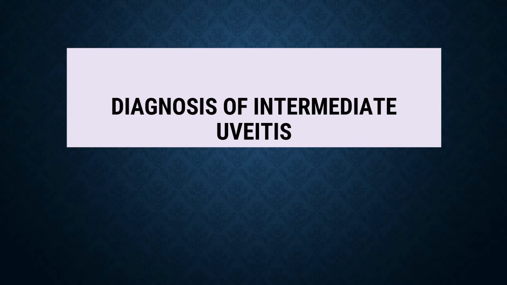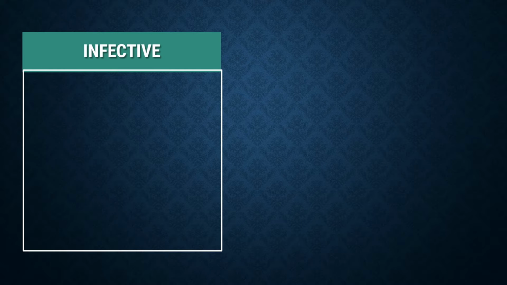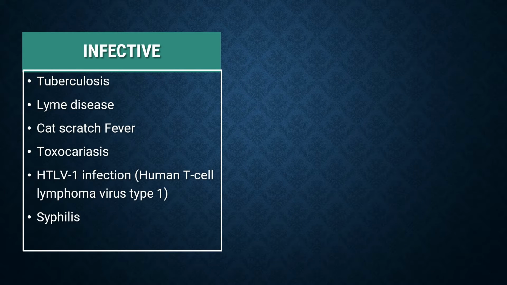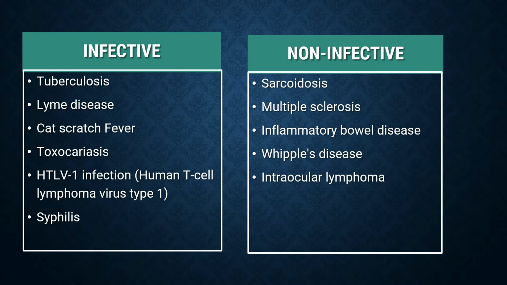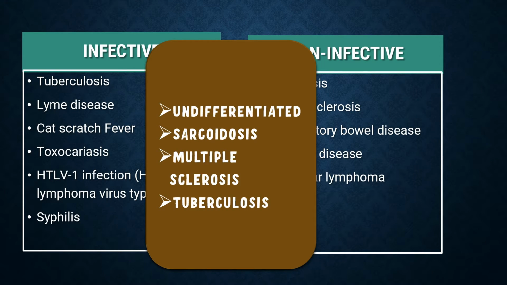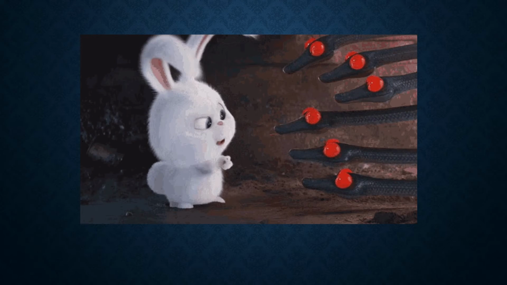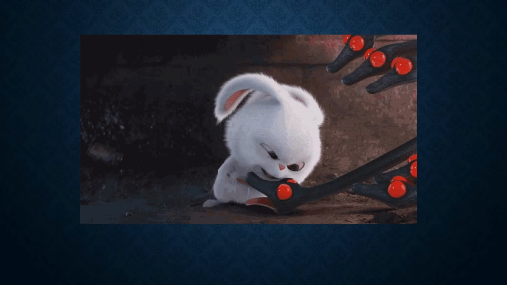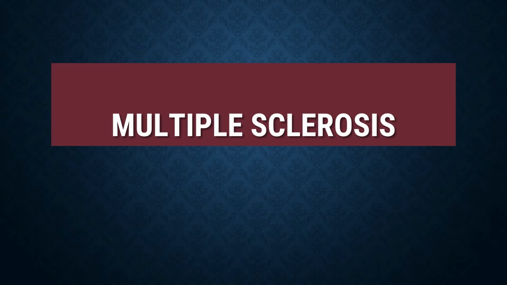So now let us study how to diagnose intermediate uveitis. In the previous video, I explained that there are so many causes of intermediate uveitis. We have some infective causes and some non-infective causes. However, the most common causes of intermediate uveitis that we see in the clinic are basically undifferentiated intermediate uveitis, sarcoidosis, multiple sclerosis, and among the infective etiology we have tuberculosis. Now let us try to diagnose each of these conditions one by one.